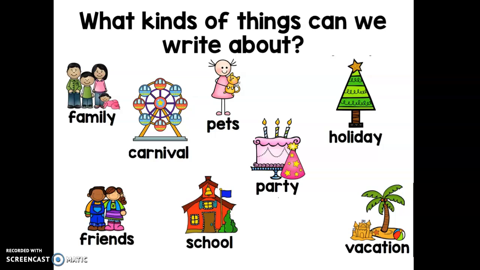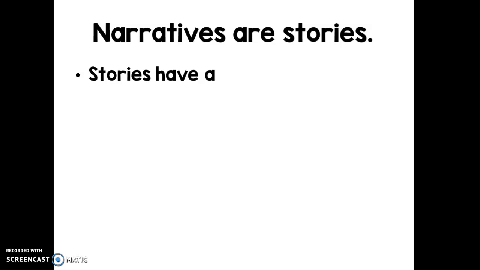And then another example is a vacation. So if you've been maybe to the beach or if you've been to Tennessee or the mountains or the lake or Florida or anywhere, you could always write about a really fun vacation that you've had. So this is not all you can write about, but these are just some examples. Remember, a narrative is a story about something that happened to you. So these are just some things that you can think of when you're thinking about things that have happened to you to write about. So we know narratives are stories.